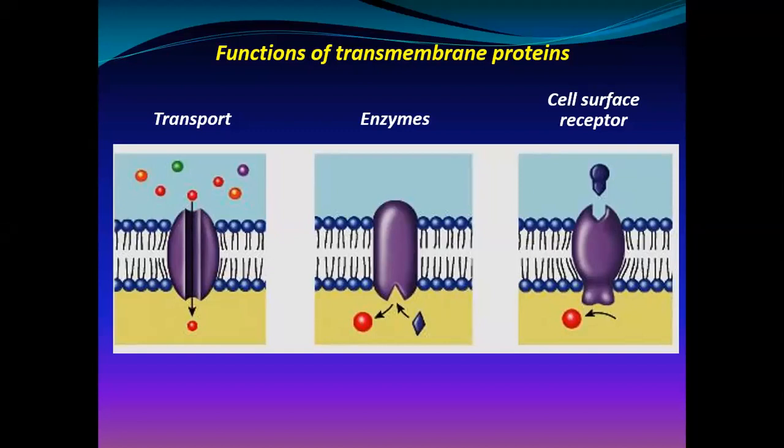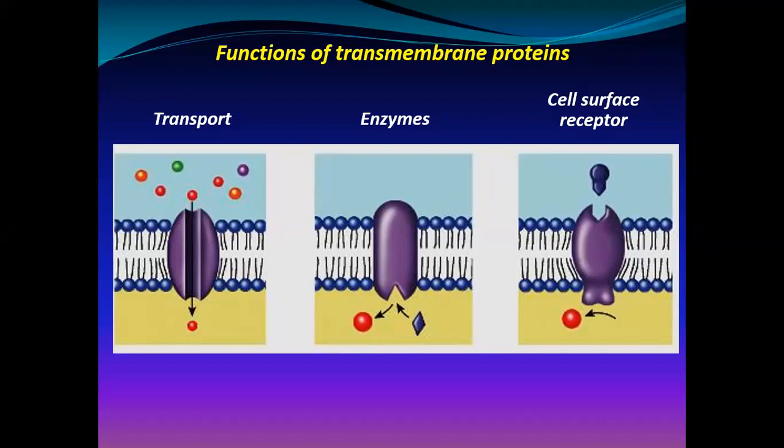Some of the membrane-bound proteins act as enzymes. You would have done the electron transport chain in your A-level. In the electron transport chain, most of the enzymes are bound to the inner mitochondrial membrane. You can see the blue one is the substrate, and the red one is the product. Here the protein acts as an enzyme.